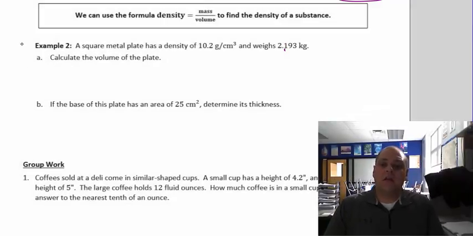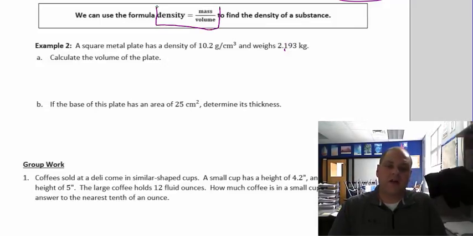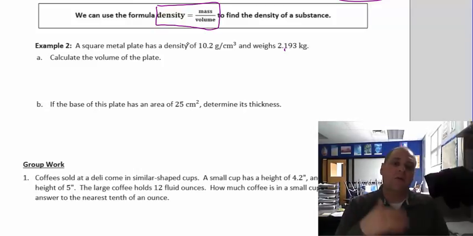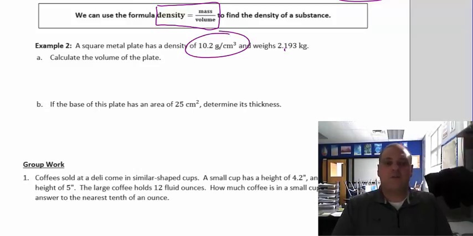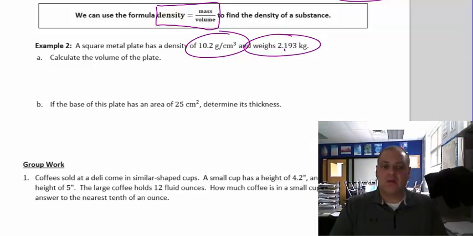All right, and in this last example here, we're going to be using a density formula, mass over volume. Now, this formula will be given to you whenever you need it, but you should know density equals mass over volume. It's not that hard to remember. D equals m over v. It could be used to find the density of a substance, or find the mass if you know the density and the volume, or find the volume if you know the density and the mass. In this case, they're giving us a square metal plate has a density of 10.2 grams per cubic centimeter and weighs 2.193 kilograms.